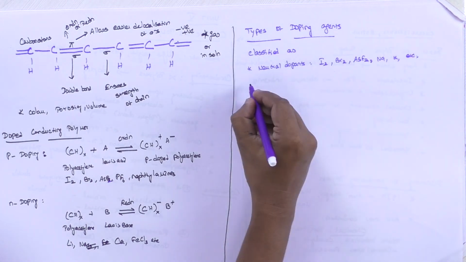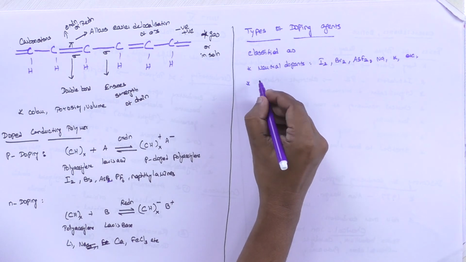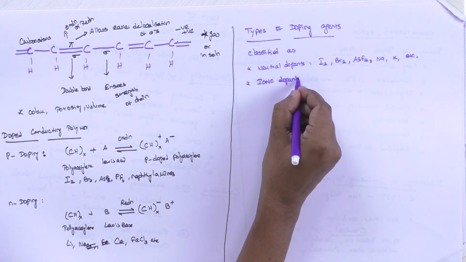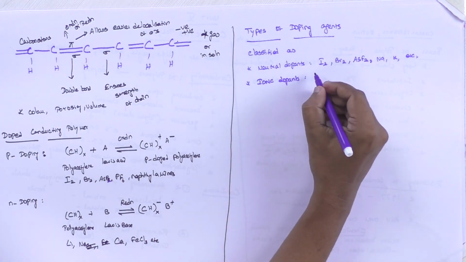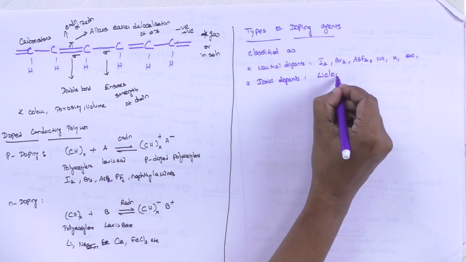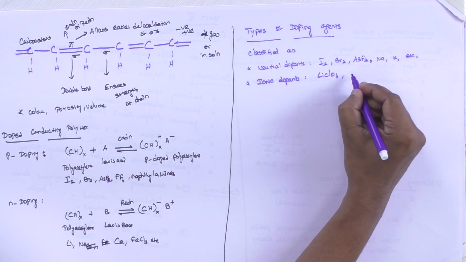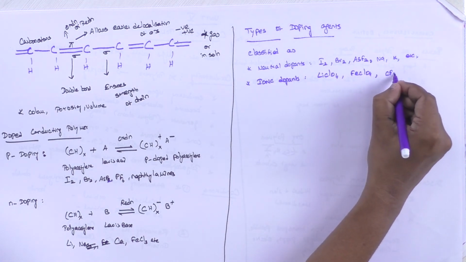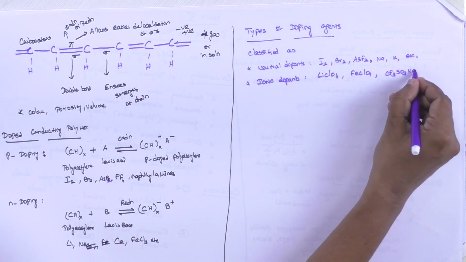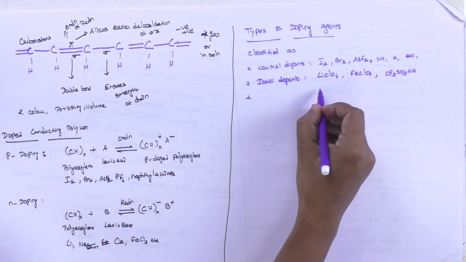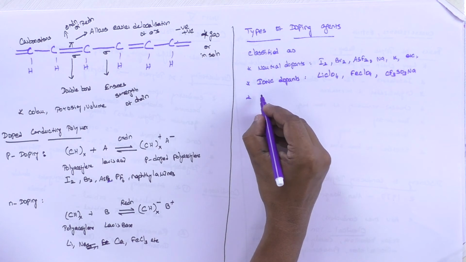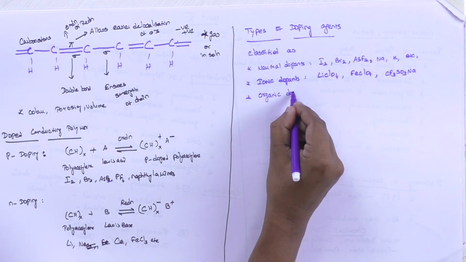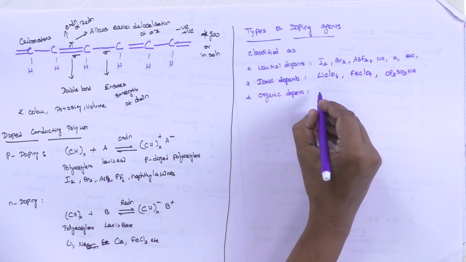We also have the second category, which is ionic dopants. Ionic dopants are LiClO4, lithium chloride, hypochlorite, FeClO4, CF3SO3Na, all these are ionic dopants. These are some examples for ionic dopants. We also have organic dopants. Lately, we have also been using polymeric dopants.